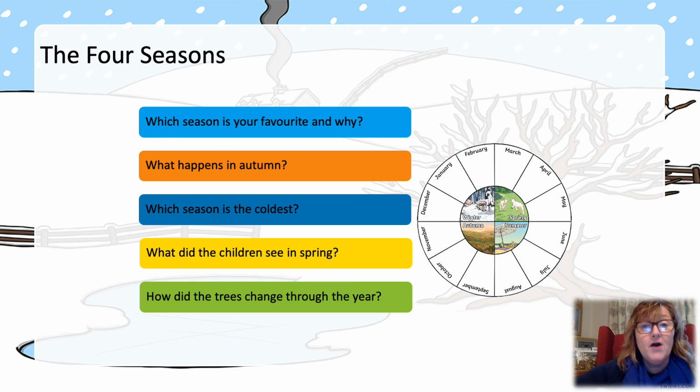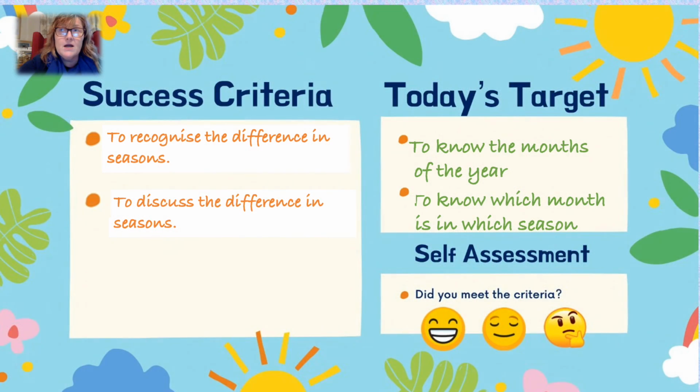Now you can write the answers to those questions on the back of your picture or onto another piece of paper. And then, criteria, will we know, have we hit our target today? Do we know the months of the year? And do we know which month is in which season? Have we recognised the differences in the seasons? And can we discuss the difference in the season?